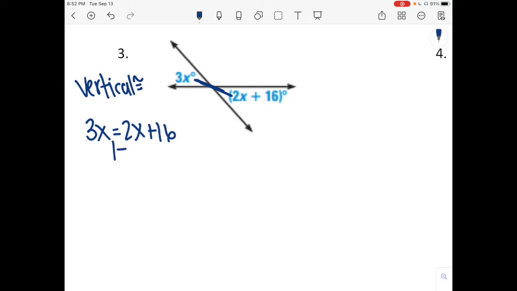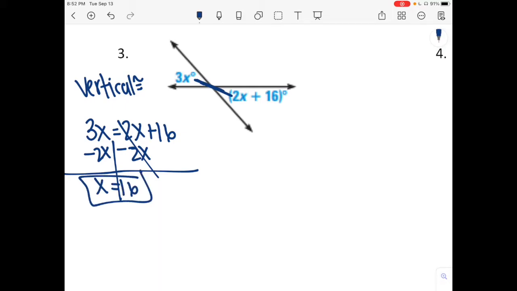And then we're going to solve for x. I'm going to take away 2x from both sides to get the x's together because the x's are already by themselves. So now I have x equals 16. That was a pretty quick one.